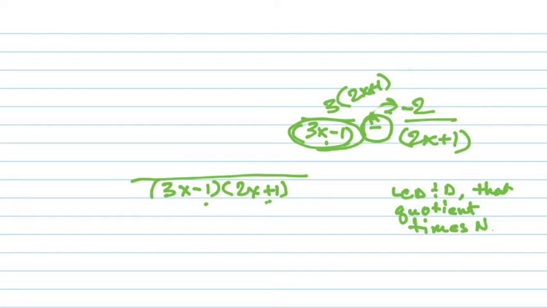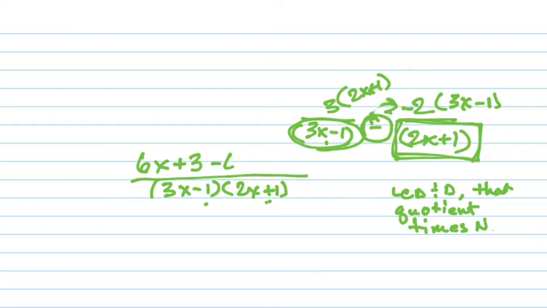So let's multiply. What's 3 times 2x? 6x. What's 3 times positive 1? Positive 3, yeah. Be careful with your signs there. All right, now let's do the second one. What's the same in my original denominator and my new denominator? 2x plus 1. So that means I'm going to multiply the negative 2 by the other factor of 3x minus 1. Let's multiply. Negative 2 times 3x is negative 6x. Negative 2 times negative 1 is positive 2.